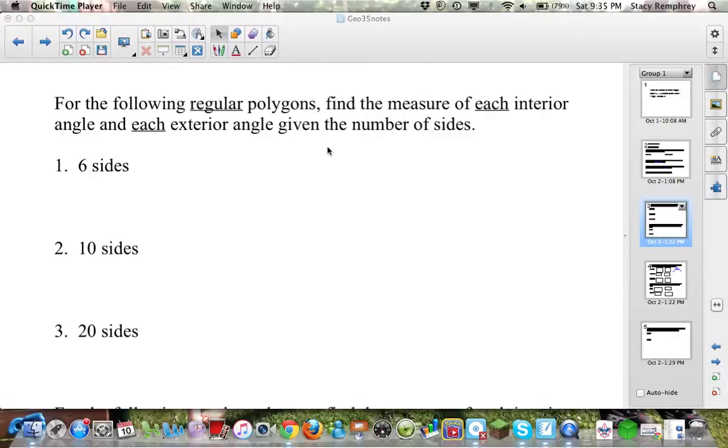So on our next screen, notice that I said they were regular polygons, because yes, this could change, but I'm defining them as being regular, equilateral, equiangular. I want you to find the measure of each interior angle and each exterior angle. So only one, not the sum of the interiors. How much one interior would be and how much one exterior would be. So I'm going to let you try and do this.